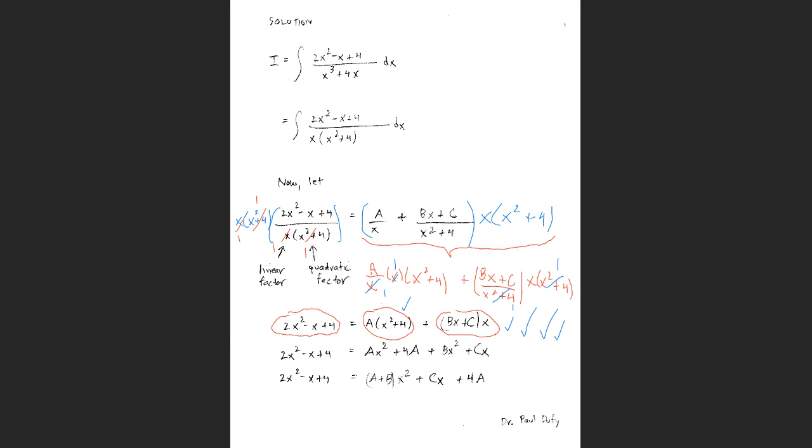All right, very good. Well, so now what we want to do is expand out the right side. So I'll distribute the a, I'll multiply it by x squared and by 4. And I'll distribute the x by multiplying x by bx and by c. And then I'm going to get this expression below.